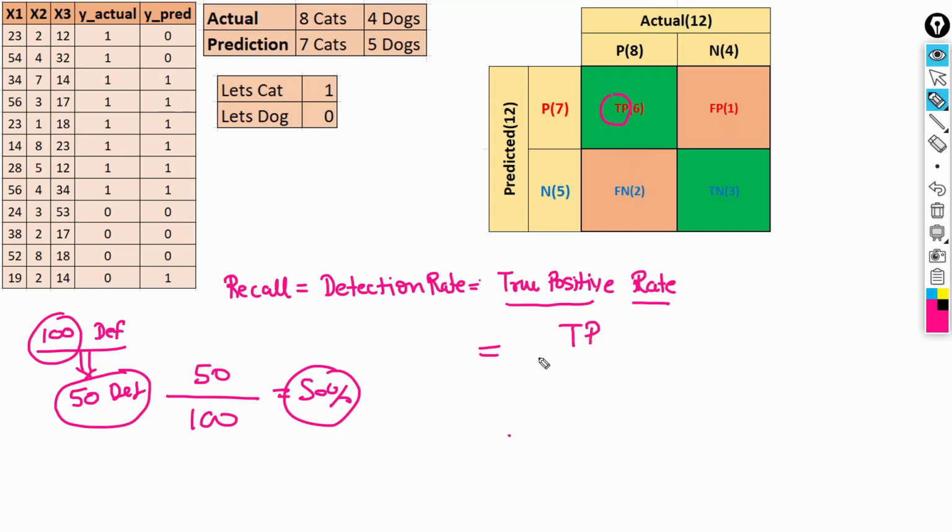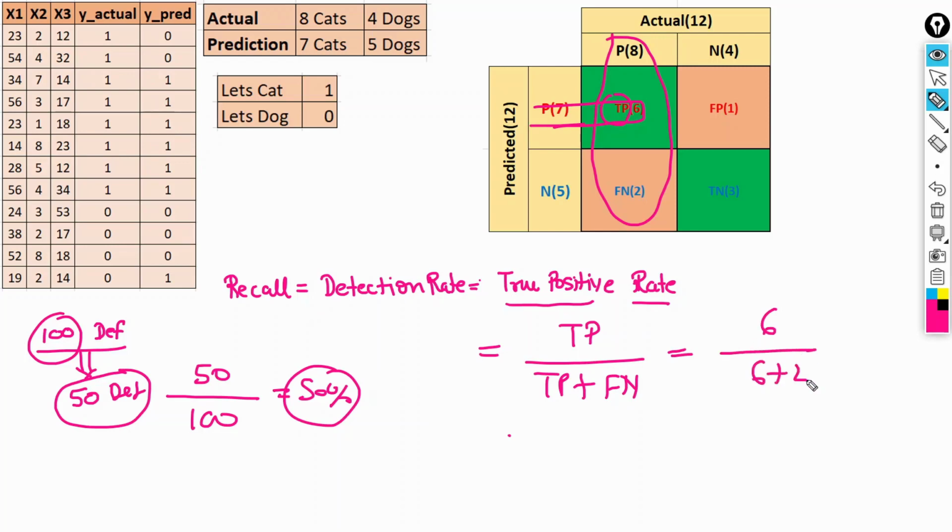True positive means the correct positive classes my model is able to predict, right? This one. And how many correct positive classes do I have in actuality? This particular, right? TP plus FN. So TP we have 6, plus 2, 6 divided by 8. So this is the recall or detection rate.